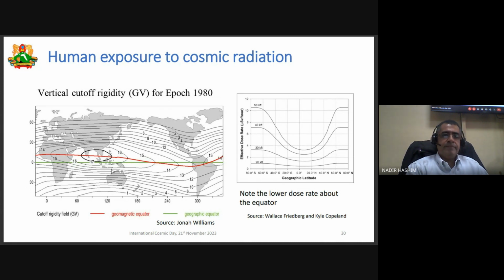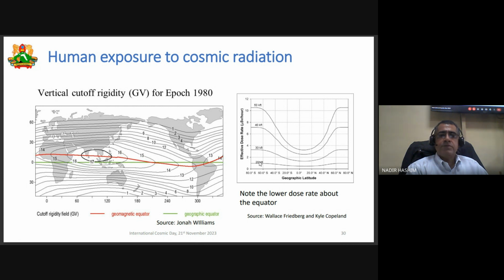And as you can see, in the equatorial region, the cutoff rigidity is maximum, and therefore you have maximum shielding of charged cosmic rays by the Earth's magnetic field. As you move away from the equator, the cutoff rigidity reduces drastically. So if you look at the northern hemisphere, there's a great reduction in the cutoff rigidity, and therefore more cosmic rays come to the regions far off from the equator.